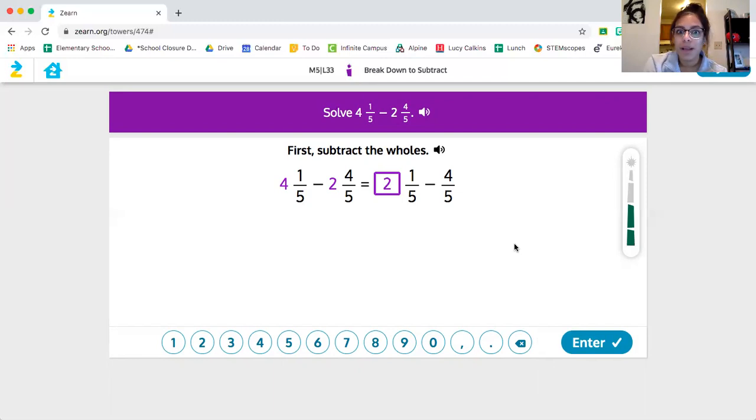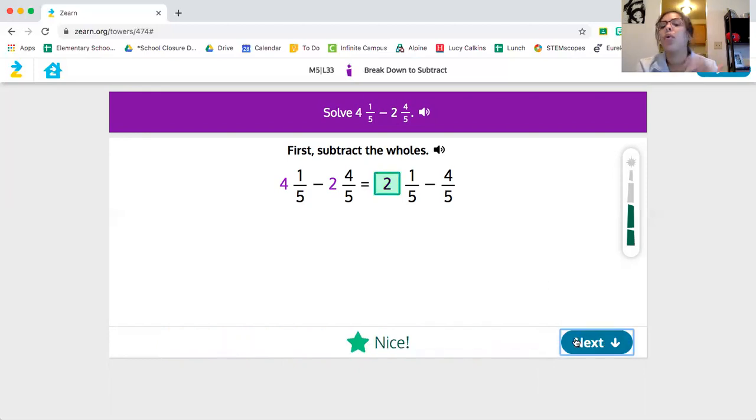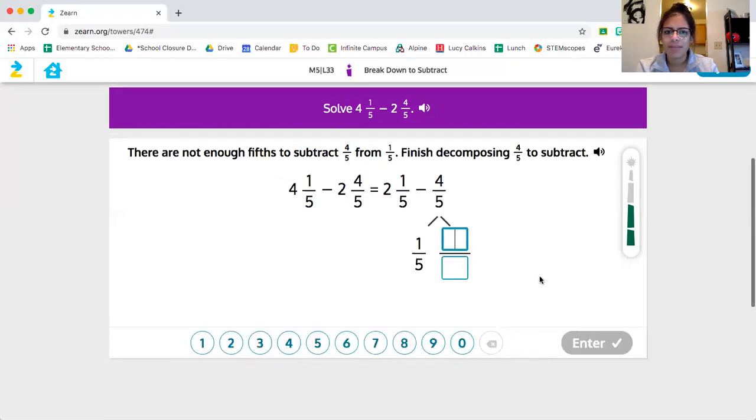That now becomes part of that 4 1/5. I took away 2 wholes from that 4 wholes. So now I have 2 1/5 minus 4/5. Now I'm looking at that problem and I'm thinking, okay, well, I have to subtract my fractions here. If I do 1/5 minus 4/5, it's not necessarily something I can do very easily. So now I need to think, what's a strategy I can use to subtract here? What's a quick way to come to the solution here?